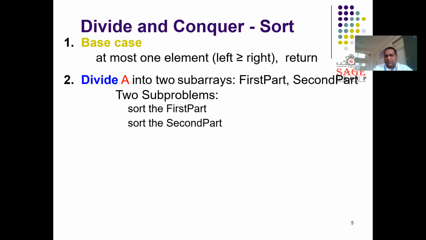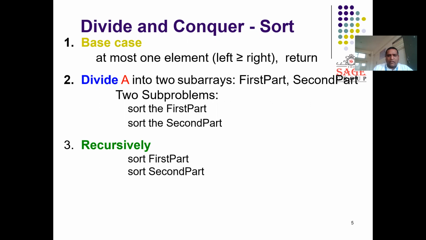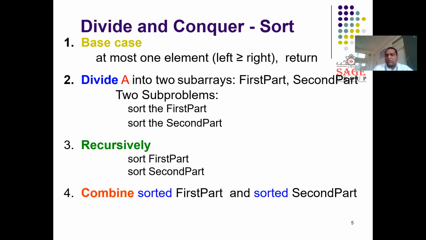If this is not the case, then we divide. We take two parts, maybe from left to middle and from middle plus one to end. Then we divide it into two subproblems, recursively sort the first part and the second part, and combine the sorted first and second parts. Then we get the output of the sorted array.